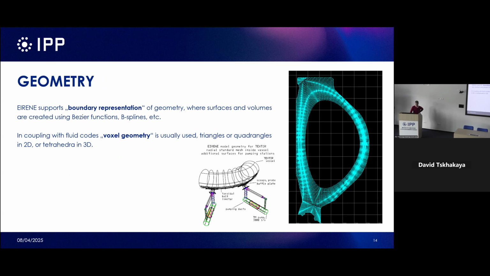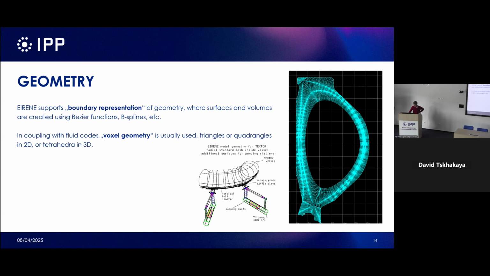IRENE supports two types of geometry representation. First, boundary representations, where surfaces and volumes are created using different Bezier functions or B-splines. But usually with coupling with fluid codes, voxel geometry is used, because that's what the fluid codes use. So IRENE uses triangles or quadrangles, for example, in 2D in coupling with the fluid codes.